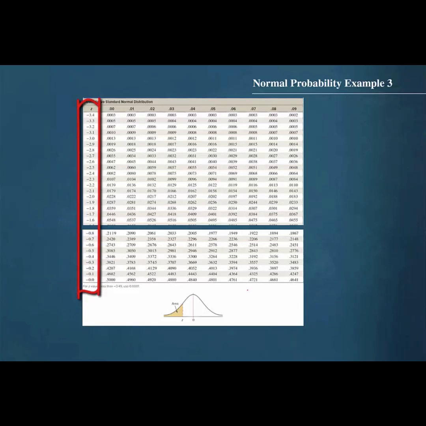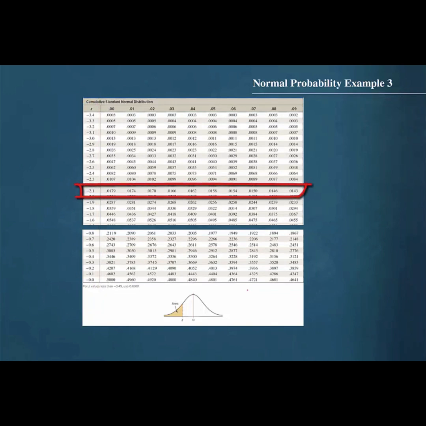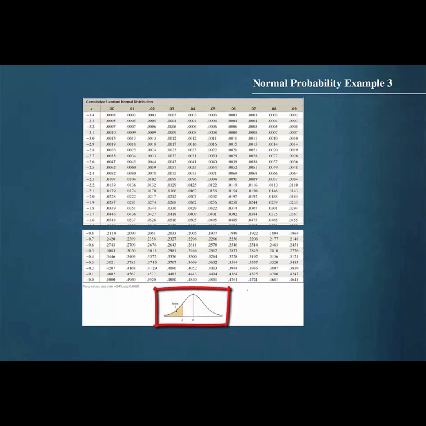Looking at the left column of the cumulative normal distribution table, we travel down and we find a z-score of negative 2.1. And then we travel to the right until we find a row that corresponds with a column headed by 0.03. Here we find a value of 0.0166, and we see at the bottom of this table the picture of the normal distribution.